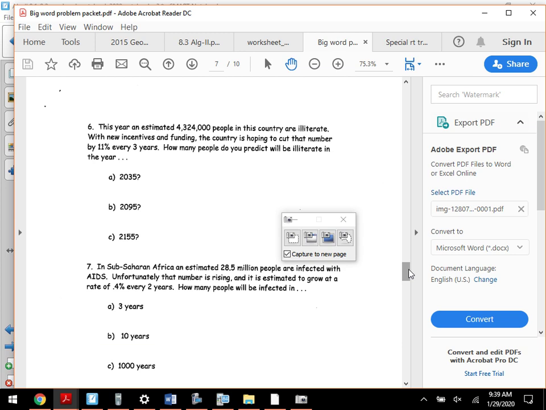To use this year. It's convenient that this year works out to be multiples of 3, so you go up to the rest of these answers. This year an estimated 4.3 some odd million people are illiterate. It decreases by 11% after every 3 years. So from 2020 to 2035, how many years elapse? So your x1 becomes 15 divided by 3, which gives you 5.